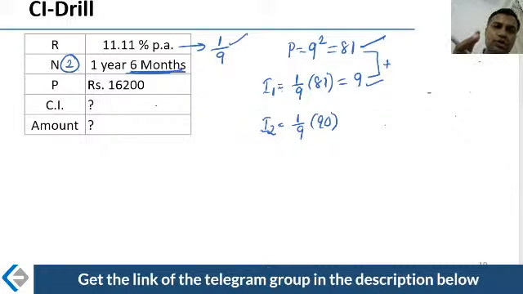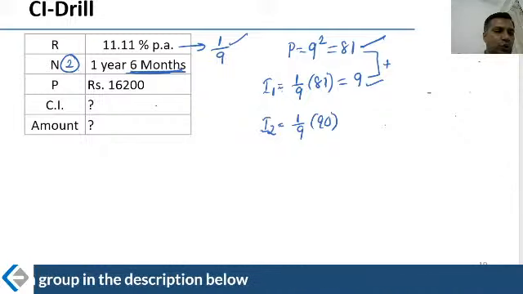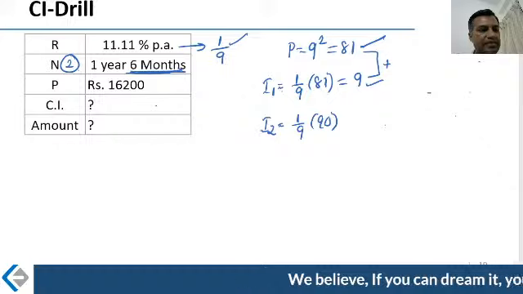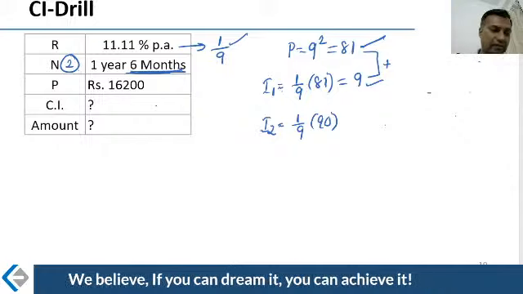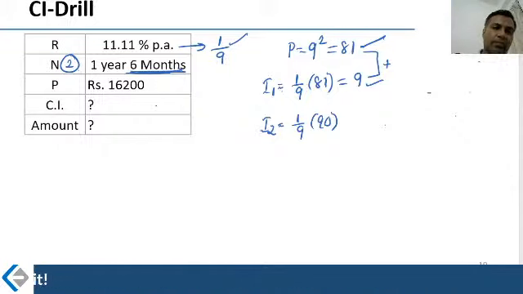Look, this is how you use the concepts, because you can't do this using the formula. It becomes a mess. If you want to solve this question by using the formula, it's a messy question. But if you just know the approach, it's one of the simplest questions, because you understand the concept very well. Interest for the second year is 1 by 9th of 90.